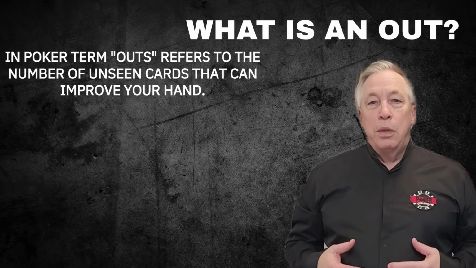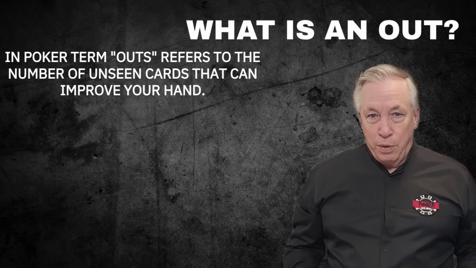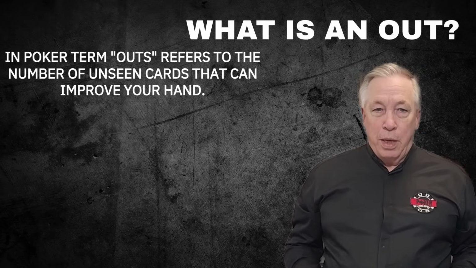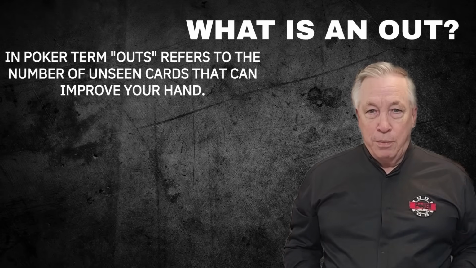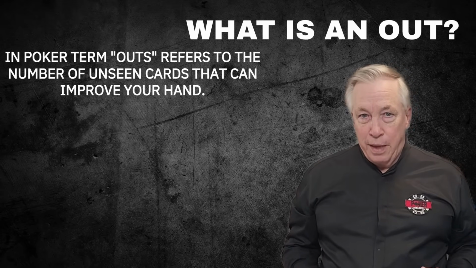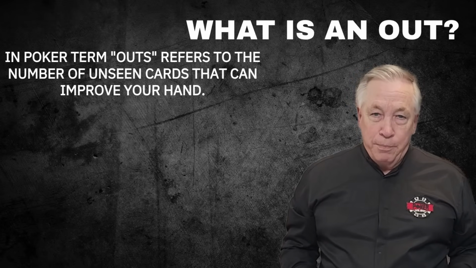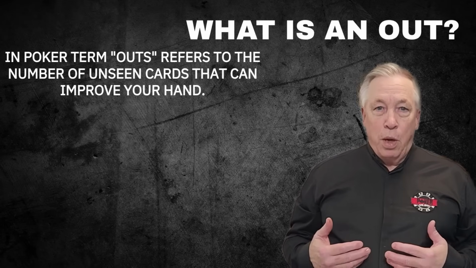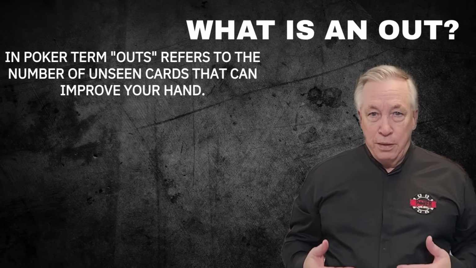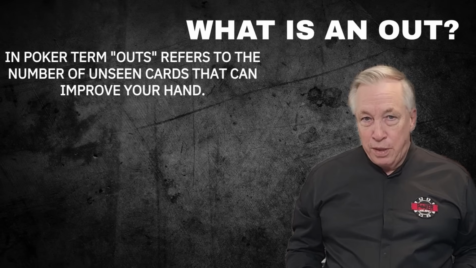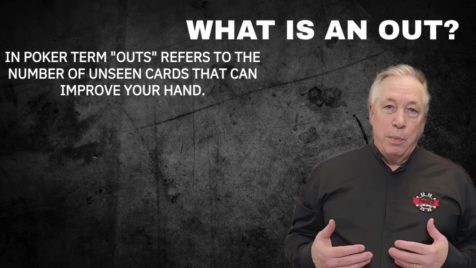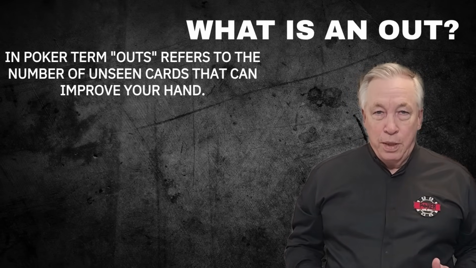In poker, the term outs refers to the number of unseen cards that can improve your hand. It's a foundational concept, one that underpins pot odds, hand probabilities, and nearly every mathematical decision at the table. For example, let's say you have two hearts in your hand, and two hearts hit the board. Then by traditional calculation, you have 9 outs, the remaining 9 hearts in the deck that would complete your flush.